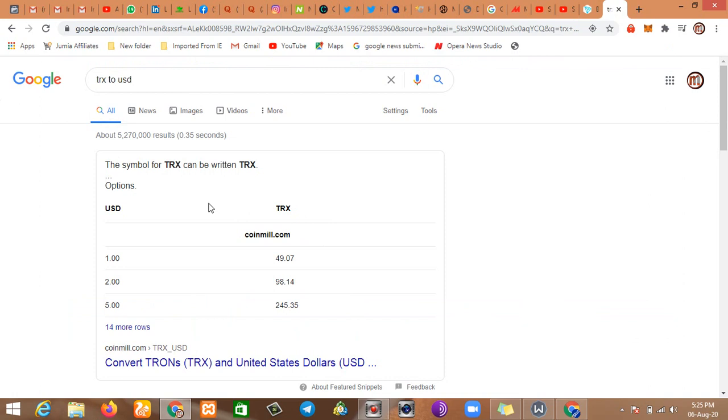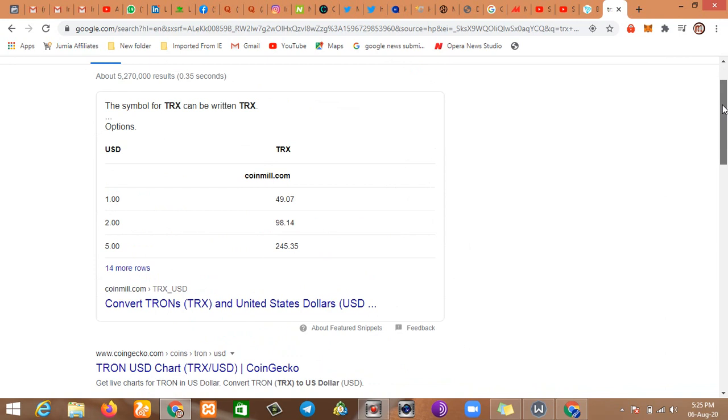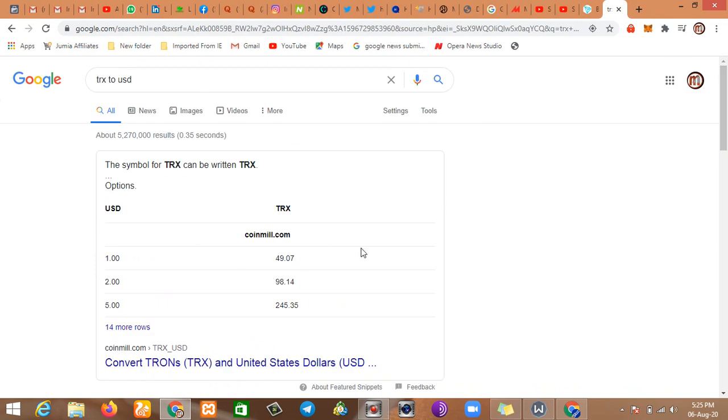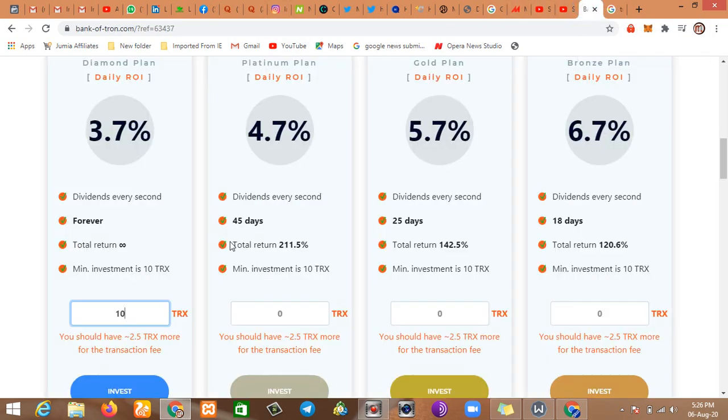If one TRX, I'll just call it one TRX to make things easier for me, okay, sorry about that. If one TRX is equal to $49, then 10 TRX is about $490, plus this 0.7 TRX, that's about $1.4, so about $491.4 thereabouts. That is how much it is going to cost you to buy the first compensation plan here, their first package. You should have approximately 2.5 TRX more for the transaction fee. Okay, you are going to need about 2 TRX extra because of the transaction fee.